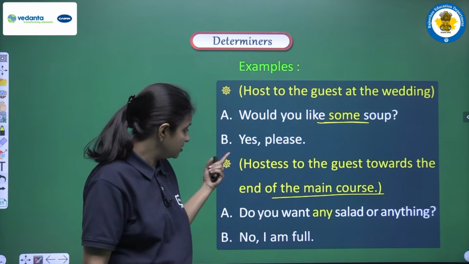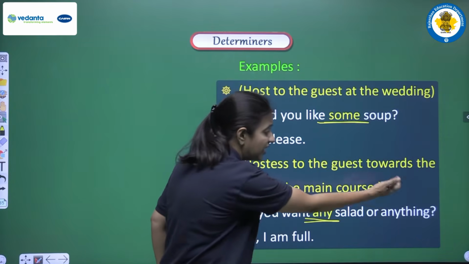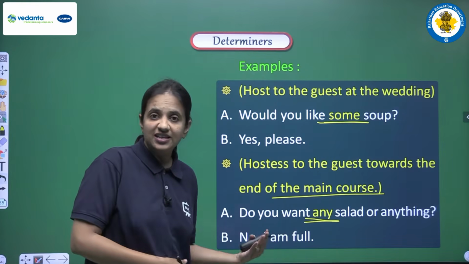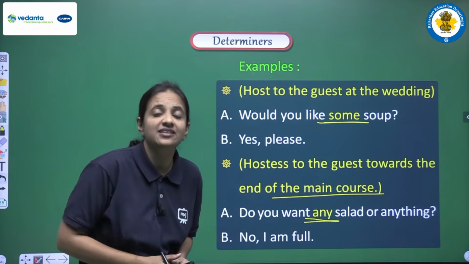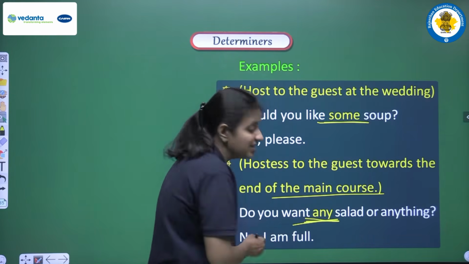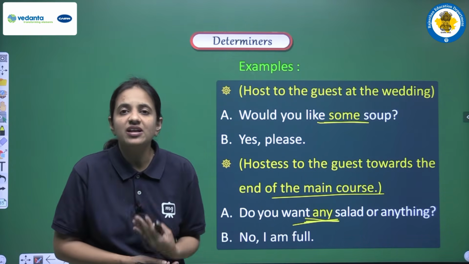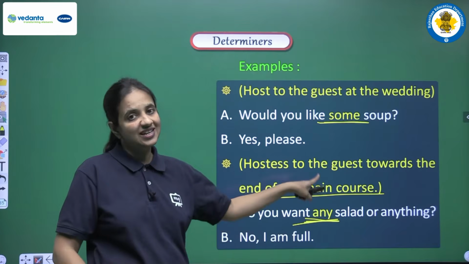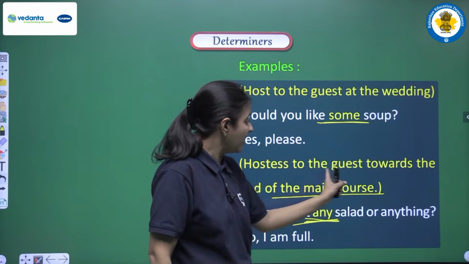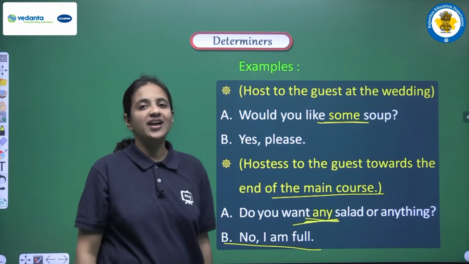At that time the hostess is asking, "Do you want any salad or anything?" Right? Main course जो है वो end होने वाला है. She knew that everyone has had their dinner, but now she is asking this. This is the reason she is using any here, because she is expecting that all will answer in no. So she is using any and asking, "Do you want any salad or anything?" and she is getting the answer, "No, I am full."